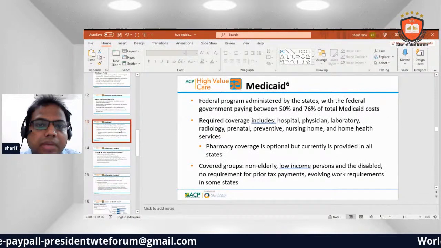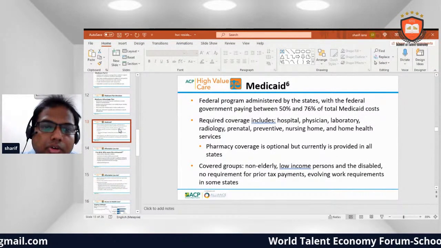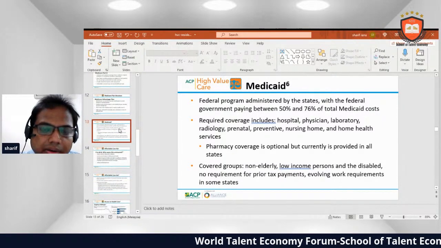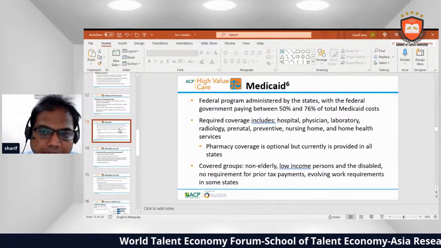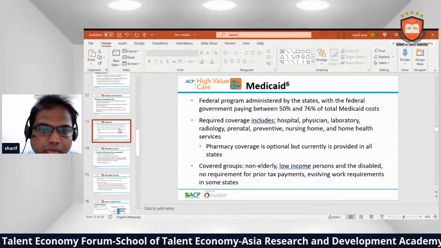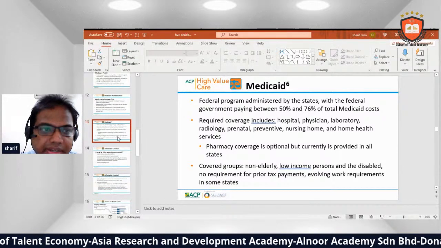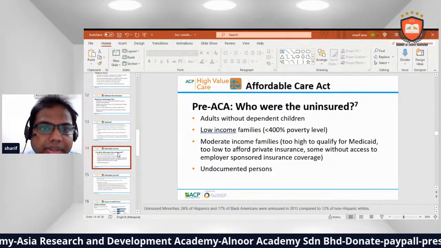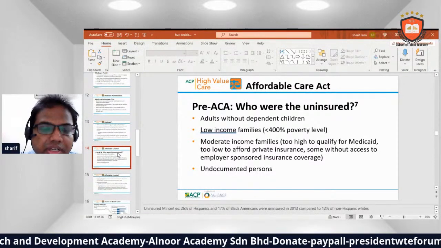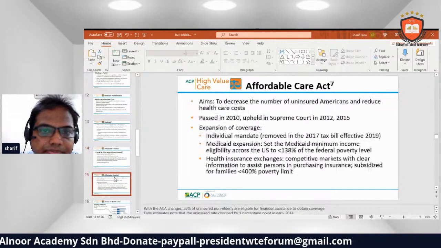Medicaid is a federal program administered by the states. Required coverage includes hospital, physician, laboratory, and radiology services. Pharmacy coverage is optional but is currently provided in all states. Covered groups are non-elderly, low-income people and the disabled, with no requirement for prior tax payment. Pre-ACA, adults without dependent children, low-income families, moderate-income families, and undocumented persons were often not covered.